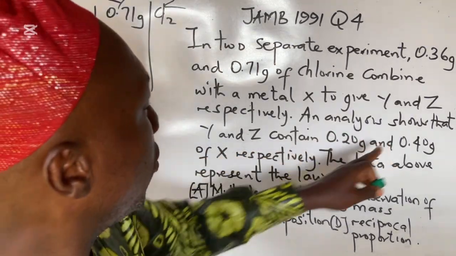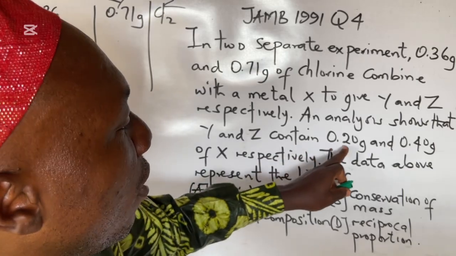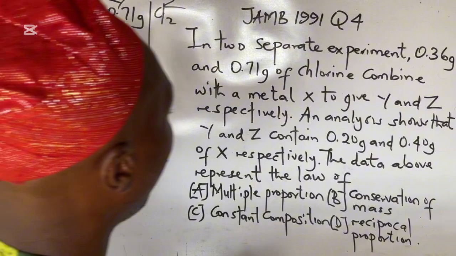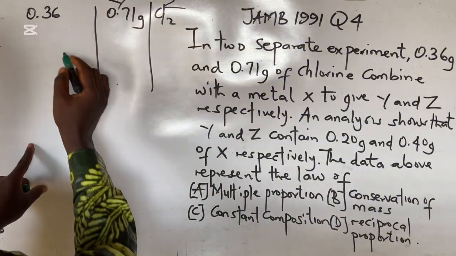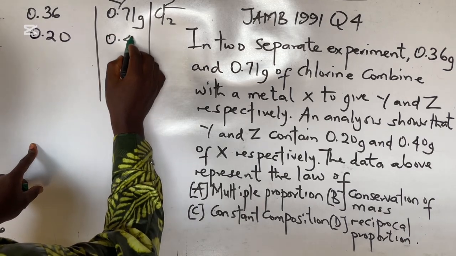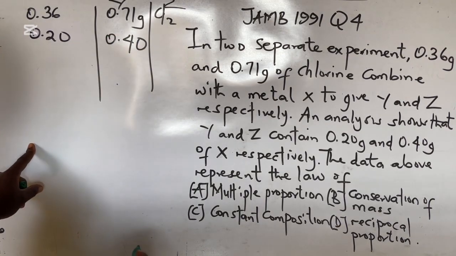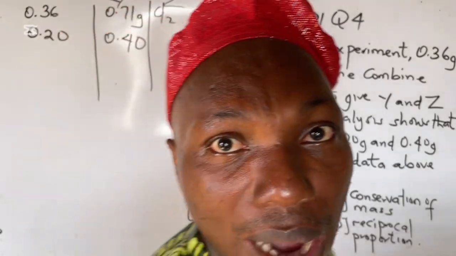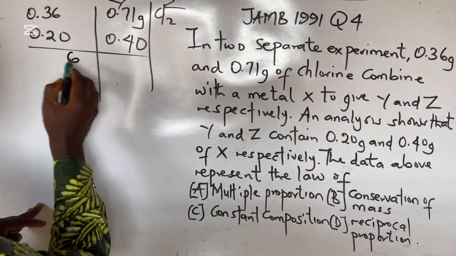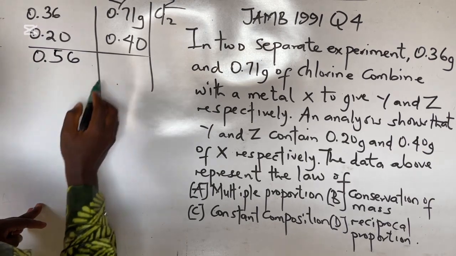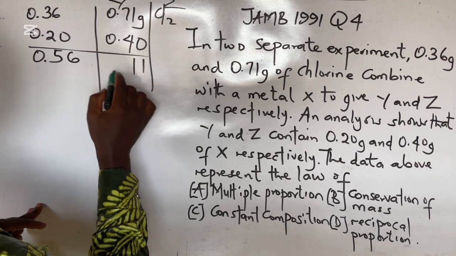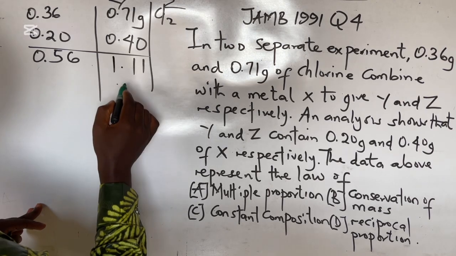The analysis shows that Y and Z contain 0.20 gram and 0.40 gram of X respectively. So the metal is 0.20 and 0.40. Let's add them up so that we can get our compound. When we add them, the first gives 0.56, and the second gives 1.11.